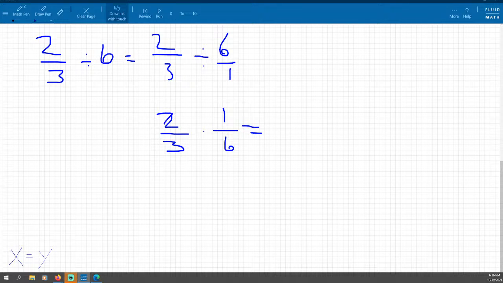2 goes into itself one time. Let's cross cancel here. 2 goes into 6, 3 times. So now we have 1 times 1 equals 1. 3 times 3 equals 9. So 1/3 times 1/3 equals 9. Or 1/9, excuse me. So 2/3 divided by 6 is the same as 1/9.